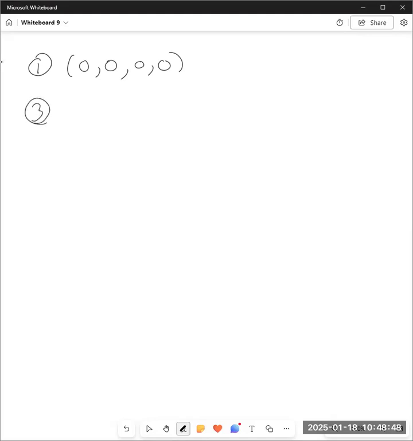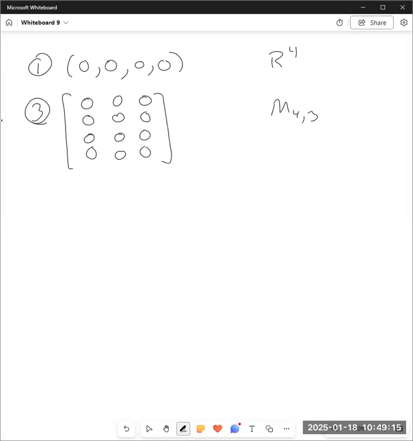Number 3 asks the same. This one is going to be for M4,3 is what we're looking at here. So the set of all 4x3 matrices. So 4 rows, 3 columns, all zeros. So that's what we're going to get for number 3.